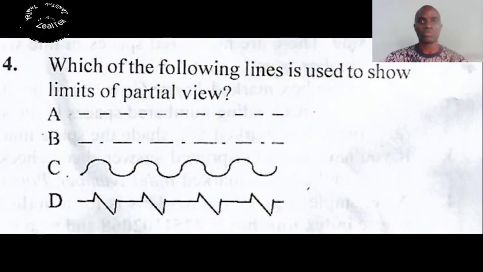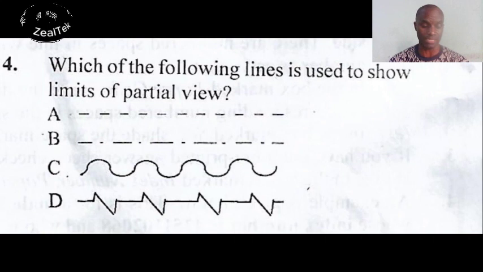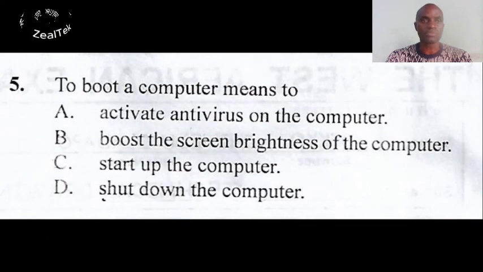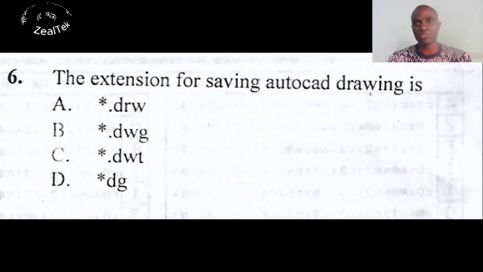Question number 4. Which of the following lines is used to show limit of partial view? The answer to this one is A. Number 5. To boot a computer, a question the computer has come in. The correct answer here is C. Question number 6. You see an AutoCAD question. Now coming in here, the extension for saving an AutoCAD drawing is, the answer is B. The correct answer is B. Please take note of that.